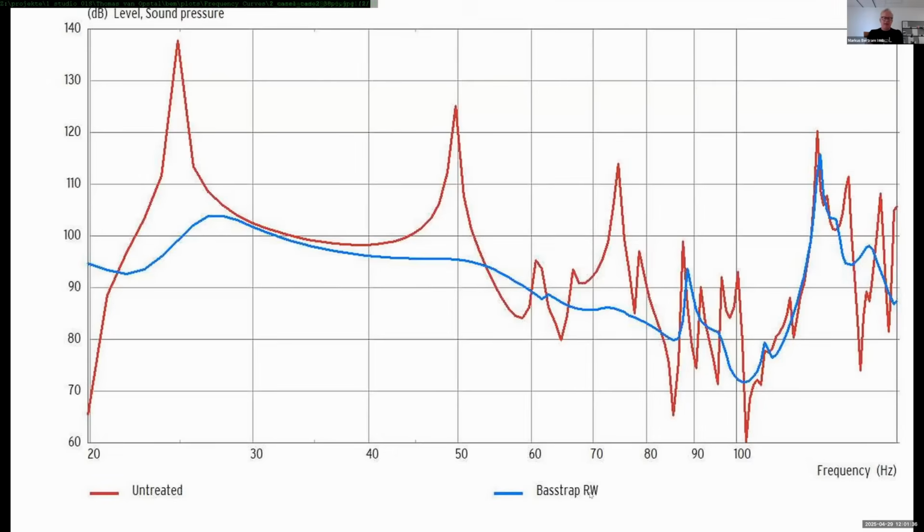So if we place a very good bass trap on the rear wall, then you see immediately that those really, really high peaks disappear. So this is 25 hertz with a bass trap on the rear wall. We do still see that there is a difference. It gets louder if you go to the back. But if we compare it with this situation, it's a huge difference.